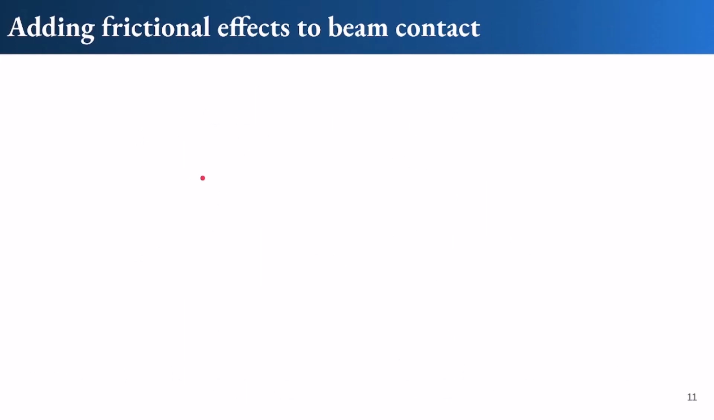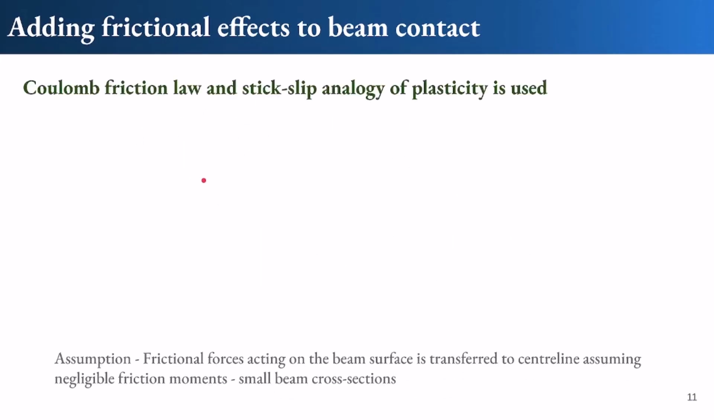Now if you want to add frictional effects to the beam contact, I'm using a Coulomb friction law and a stick-slip analogy of plasticity. Here the assumption is that the frictional forces acting on the beam surface are actually transferred to the center line, assuming negligible frictional moments, and that's assumed because we're assuming that the beam cross sections are small. So imagine that on the beam center line we have a point of contact at the location blue, and if there was no friction, in the next time step the point would slide to the location given by yellow, and the total amount of displacement or tangential motion that the point would undergo is given by GTI.